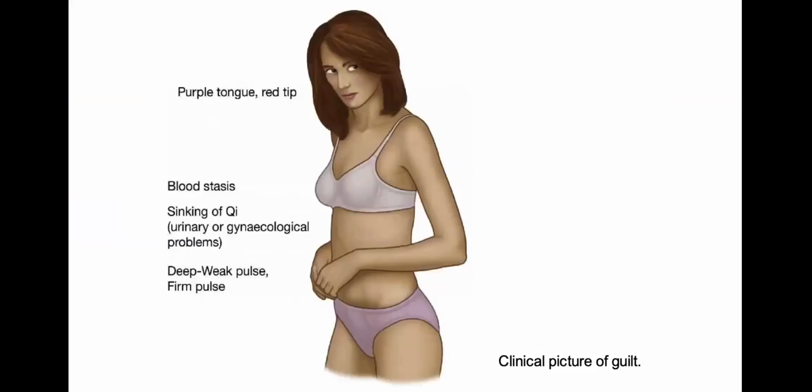Here we see the clinical picture of guilt. So the patient has a purple tongue with red tip, blood stasis, there is sinking of chi, urinary or gynecological problems, pulse is deep and weak and firm. Under certain conditions, guilt may also cause sinking of chi and affects the kidneys, causing some urinary problems or menstrual problems from sinking of chi.